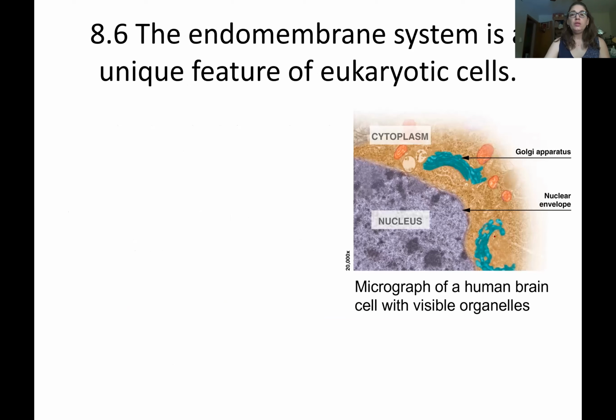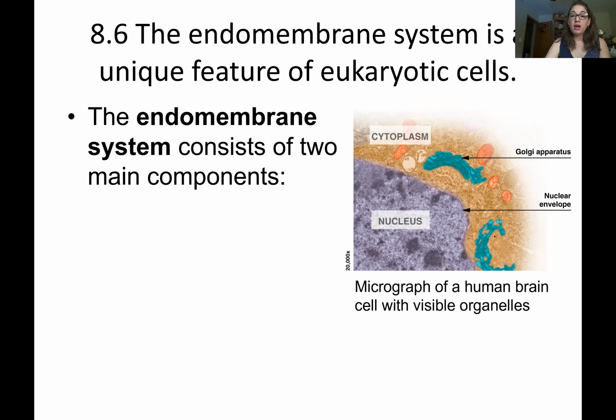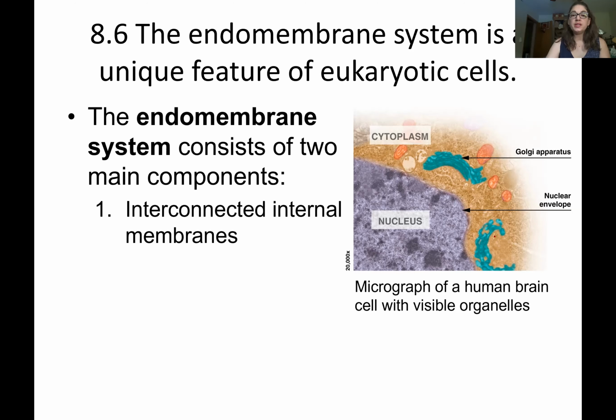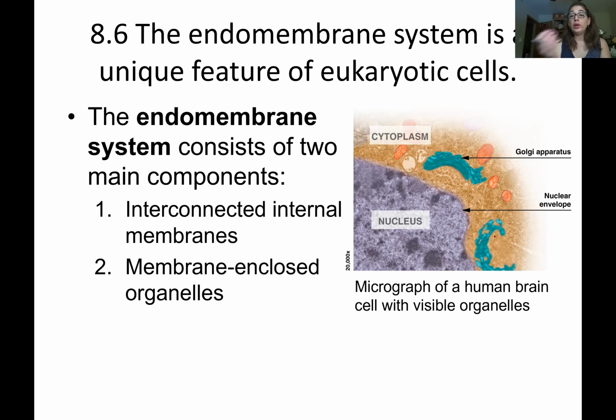Okay, the endomembrane system is unique to eukaryotic cells. So I'll show you what we mean by endomembrane system. It's made up of two main components. Internal membranes, like the rough and smooth endoplasmic reticulum and the Golgi apparatus, those are internal membranes that are interconnected. And then membrane-bound or membrane-enclosed organelles like mitochondria and chloroplasts are also part of that endomembrane system.